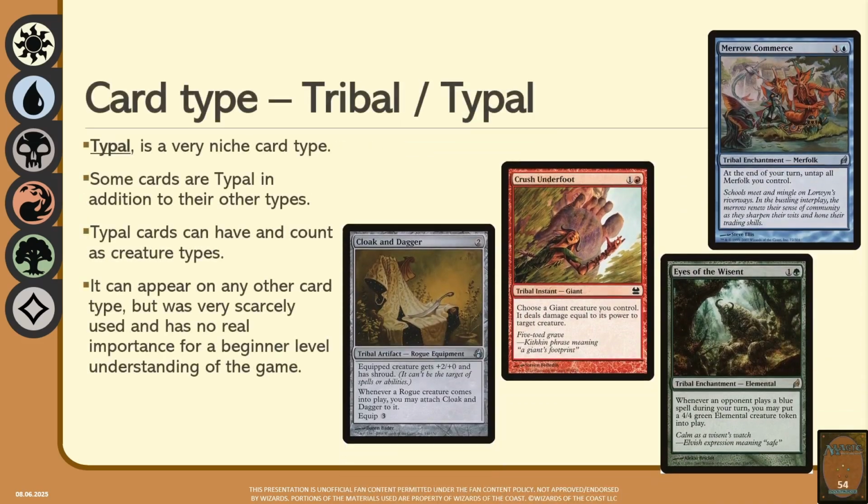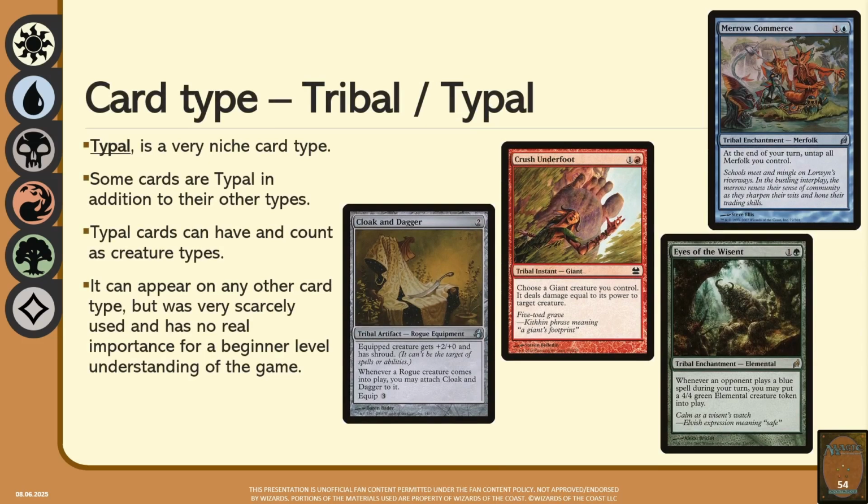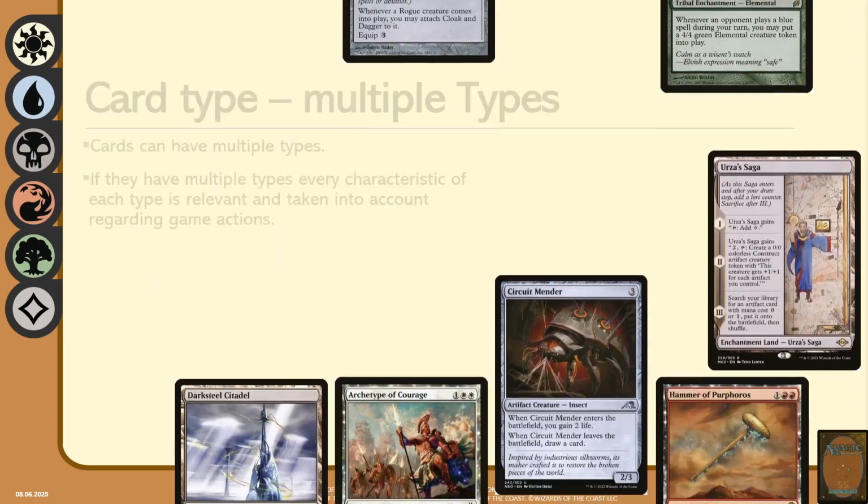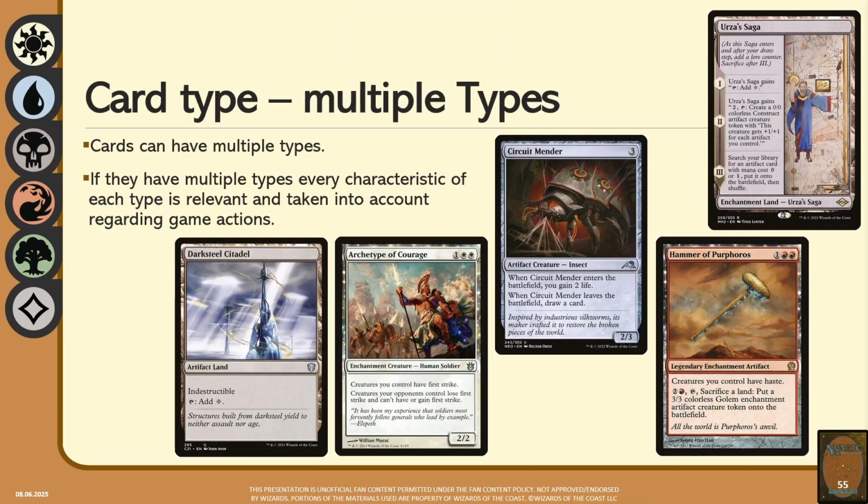Typal is a very niche card type. Some cards are Typal in addition to their other types. Typal cards can have and count as creature types. It can appear on any other card type, but was very scarcely used and has no real importance for a beginner level understanding of the game. Cards can have multiple types. If they have multiple types, every characteristic of each type is relevant and taken into account regarding game actions.